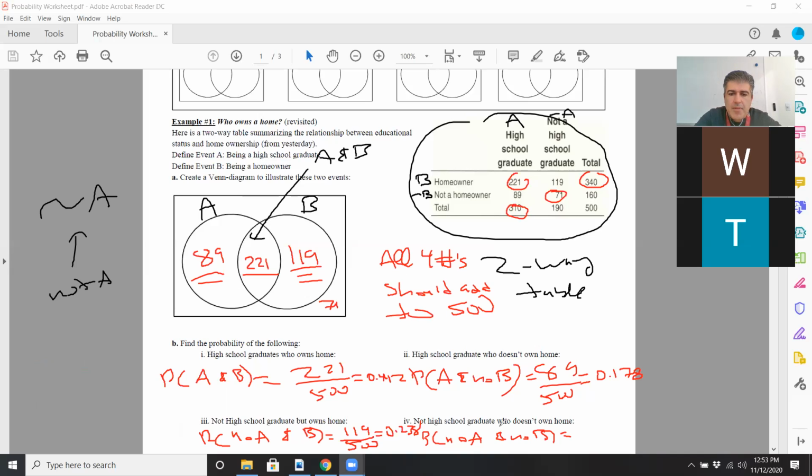Okay, and then the probability of no A and no B. That'd be 71 people out of 500, which is 0.142. Hopefully we're okay there with that.